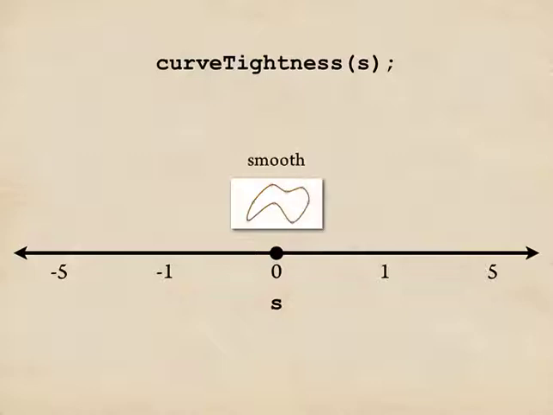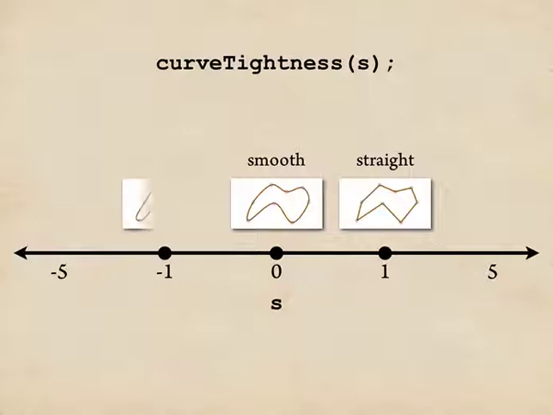When S has the value 0, we get the default smooth curve. This is the same as not calling curveTightness at all. When curveTightness has the value 1, the curve is drawn with straight lines. So this is the same as drawing the thing with straight lines. But of course, values between 0 and 1 give you something between these two extremes.